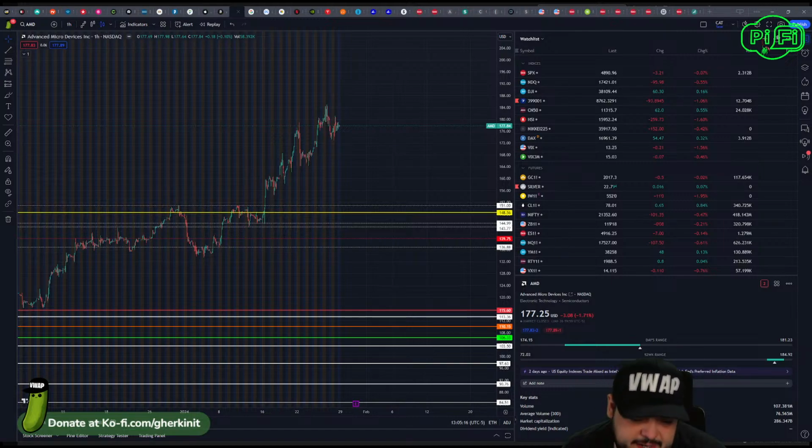So a breakout of 180 could see it squeeze up again. But it looks like participants don't really believe that earnings are going to match up with their current valuations.